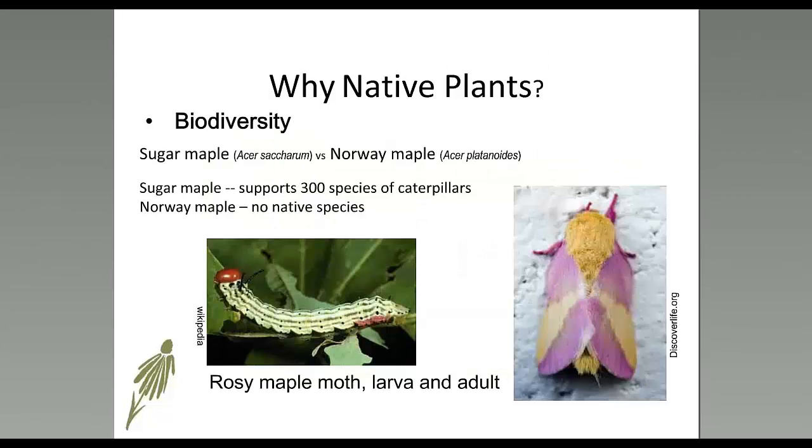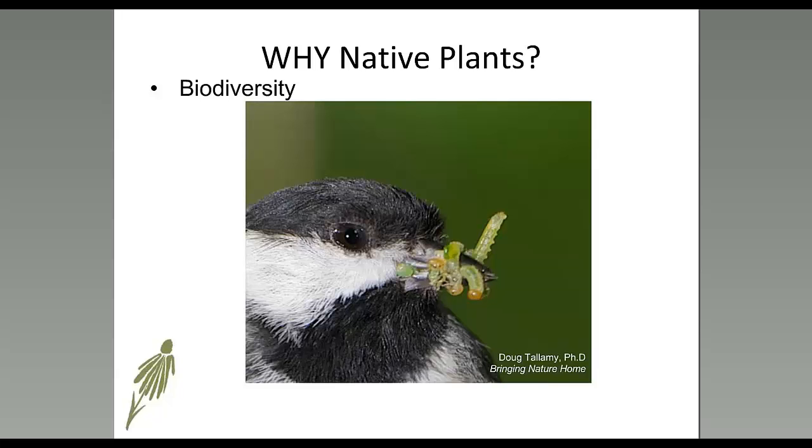We want to talk about biodiversity. Thinking in terms of biodiversity and the list of woody plants we just looked at, consider the sugar maple. Sugar maple supports 300 species of caterpillars, where the Norway maple, which is a non-native species, supports zero. Or think about the chickadee. The chickadee feeds 300 or more caterpillars to its young in a day and requires that amount of food for the entire time that the young are in their nest.